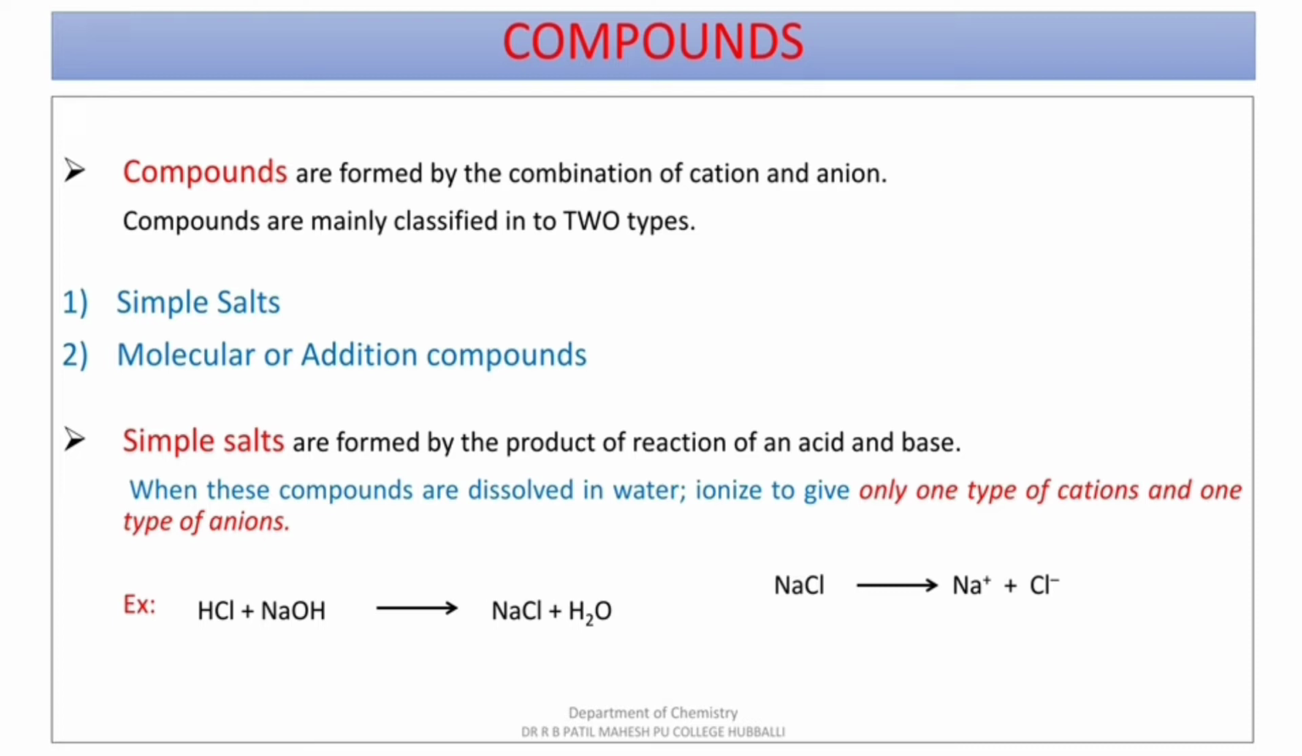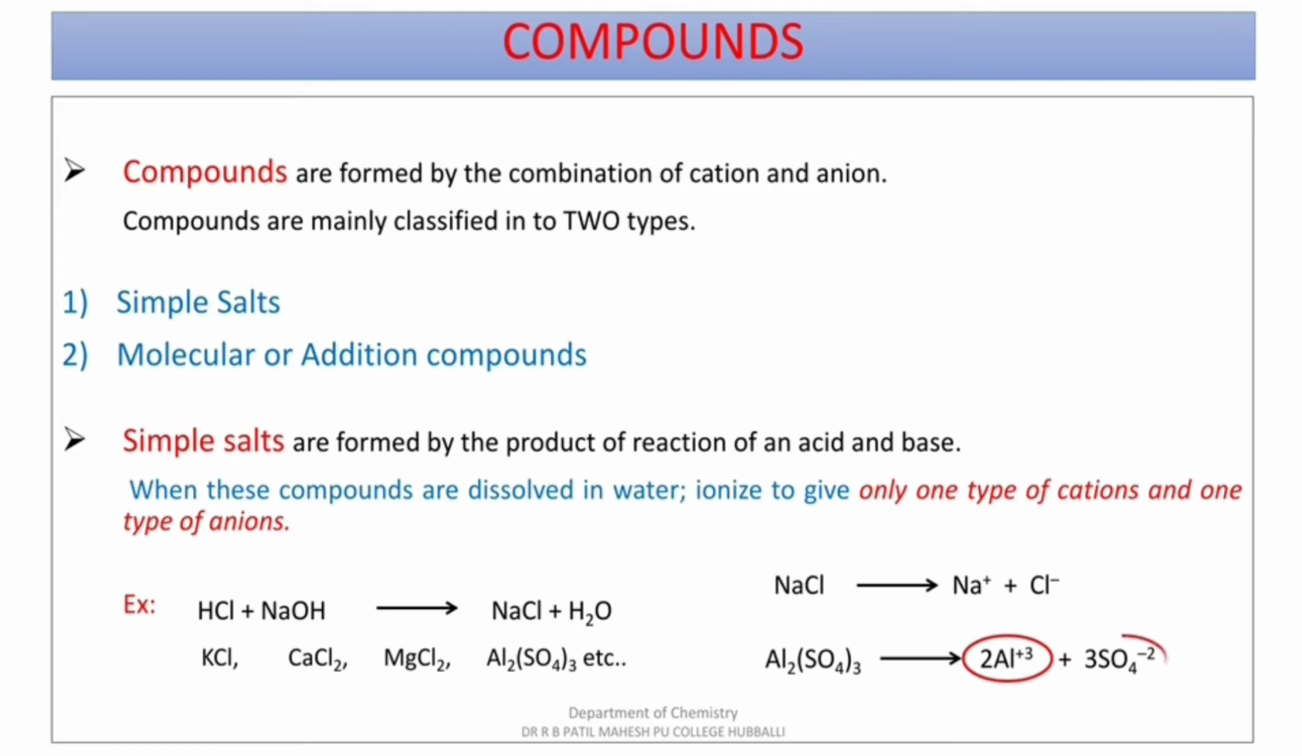Similar examples for simple salts are KCl, KBr, CaCl2, MgCl2, Al2(SO4)3, etc. When Al2(SO4)3 undergoes complete ionization, it forms Al3+ ions and SO4 2- ions. Here the Al3+ ions formed are of the same type and the SO4 2- ions formed are of the same type. Other than these ions, there is no other ion formed. Hence they are known as simple salts.